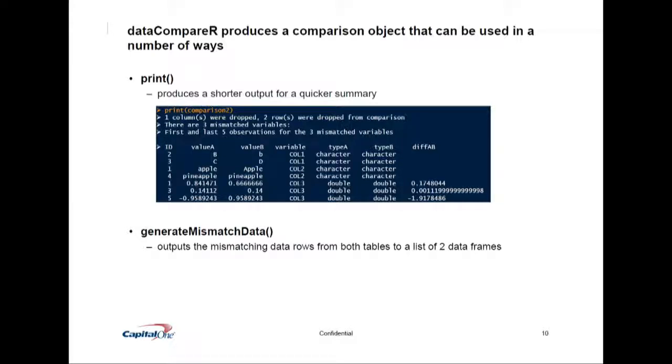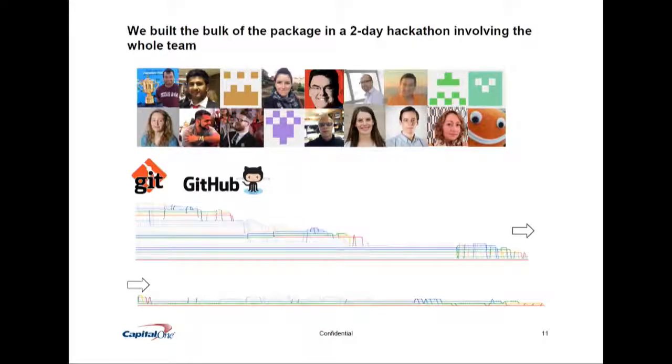If you want a more concise output, then print just summarizes that in far fewer lines. And then if you want to drill into the differences of the data, you can actually extract the mismatching data into a list of two data frames using the generate mismatch data function. That's all I've got time for on the package itself.